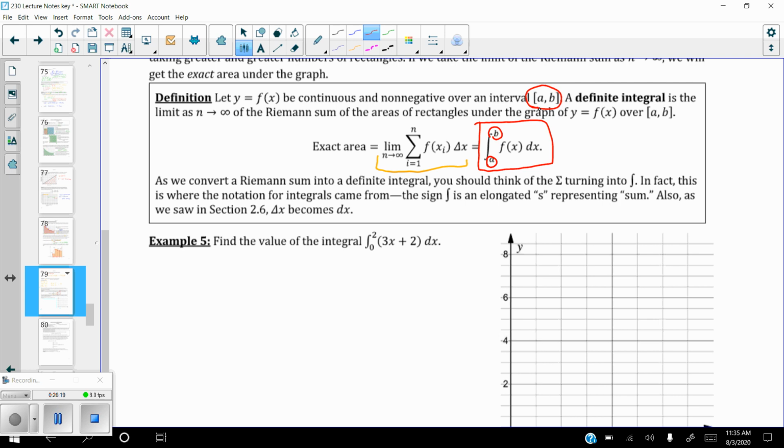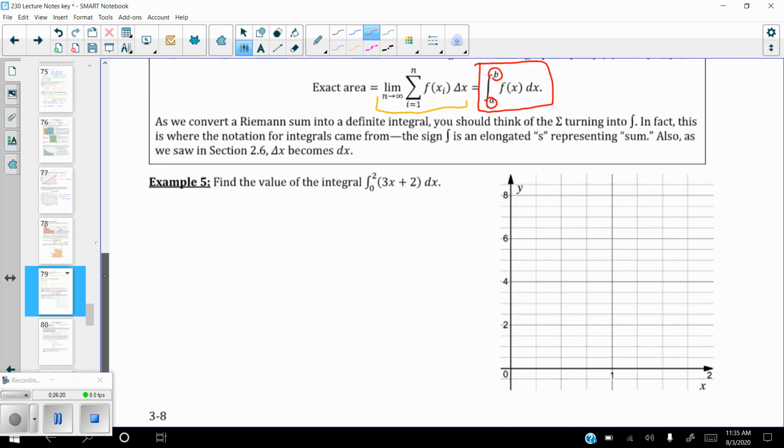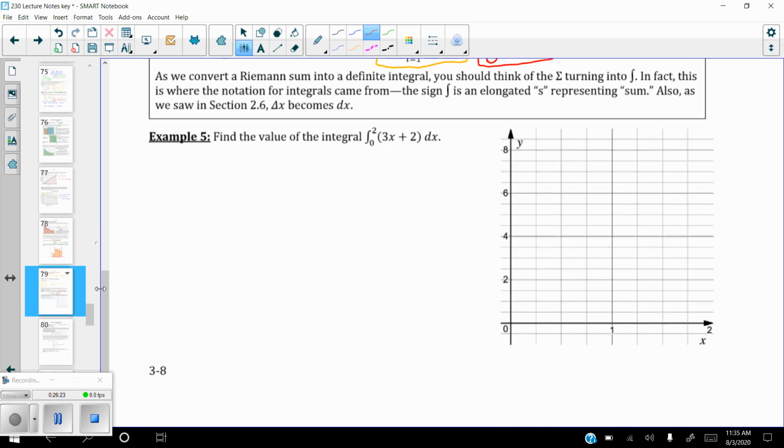So one more that we're going to do, and we've actually learned how to do this in one way in this case. We're going to take the integral from 0 to 2 of 3x plus 2. Well, taking the integral is nothing more than finding the area.